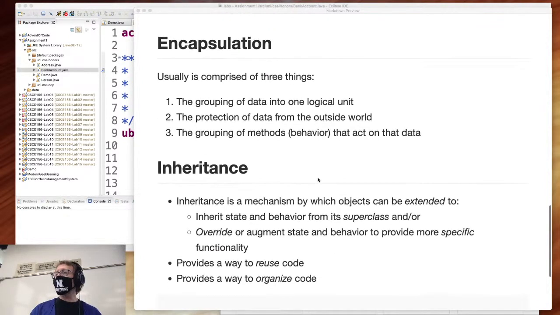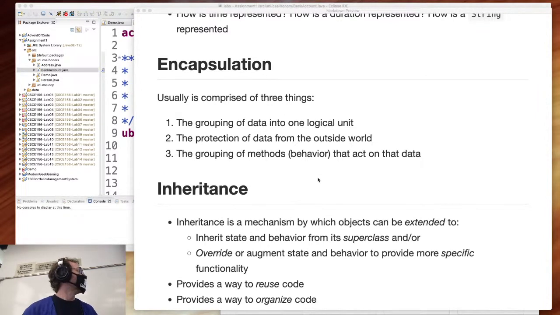With encapsulation, again, that's comprised of 3 things. It's the grouping of data into one logical unit, right? So you even have that weak encapsulation in C with structures. If you've got a person, well, a person is a first name, a last name, a social security number, whatever else, that's a person. All those things together should be grouped into one logical entity, so you don't have to worry about the little pieces of data floating out in the ether. You can treat it as one thing, right?